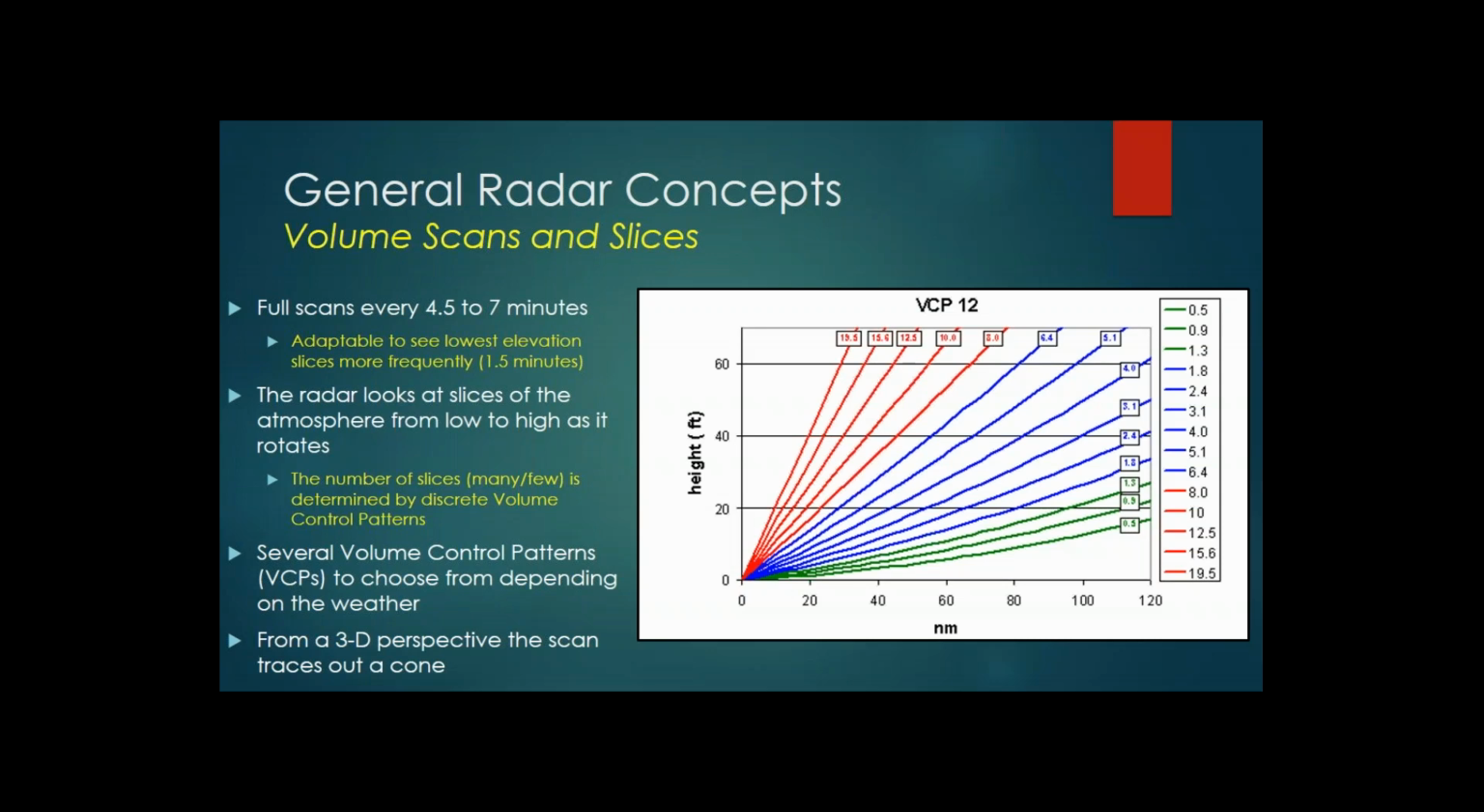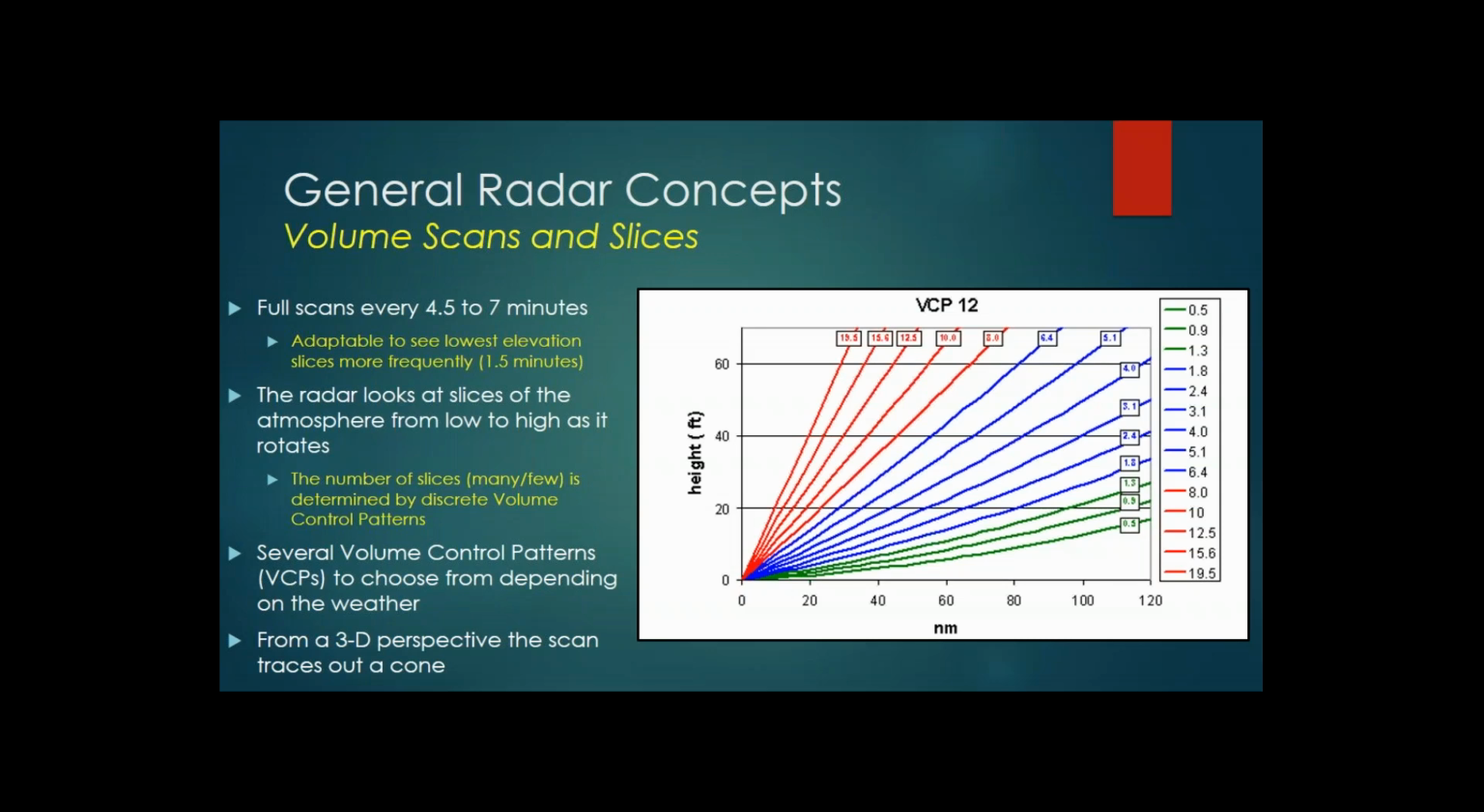The number of slices could be just a few slices or a lot of slices. It's determined by discrete volume control patterns, which I'll abbreviate as VCPs. There are several of them that we can choose from based off of what we want to look at. The scans generally take 4.5 to 7 minutes, but in really active severe weather, they can be done even more frequently, as frequent as 1.5 minutes.